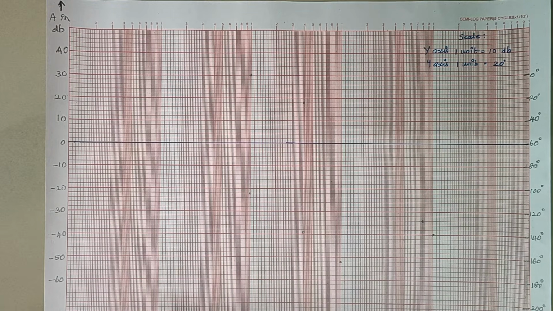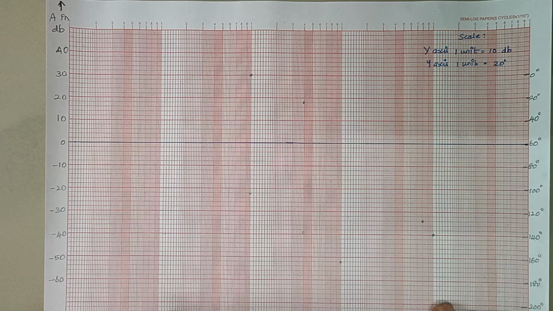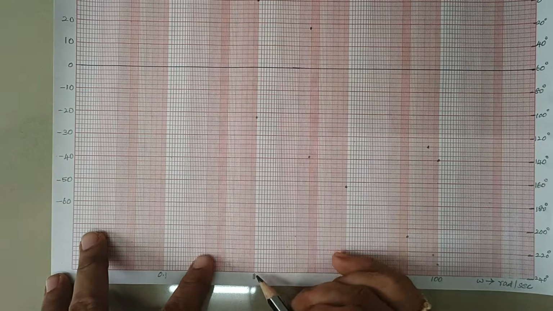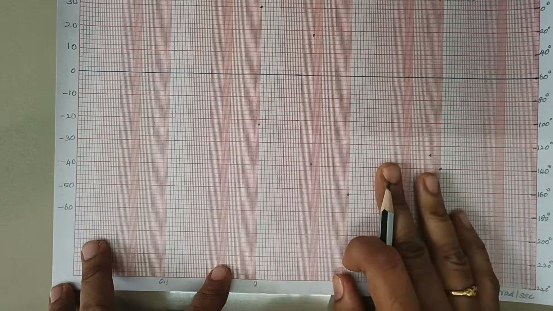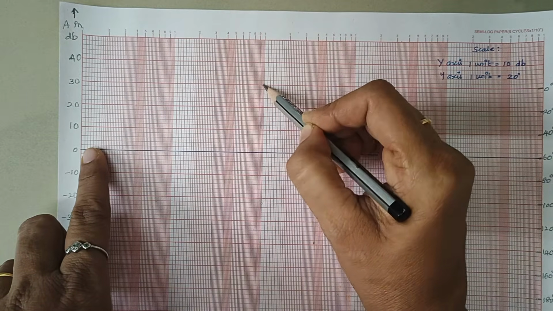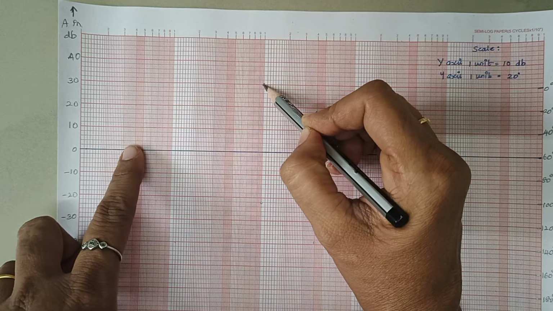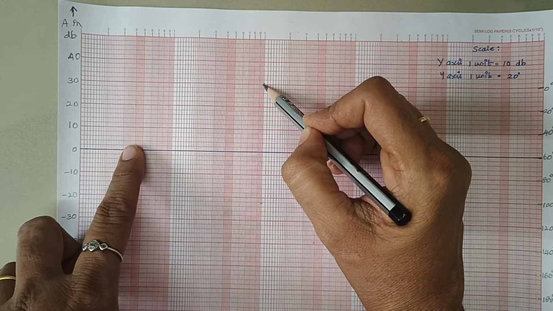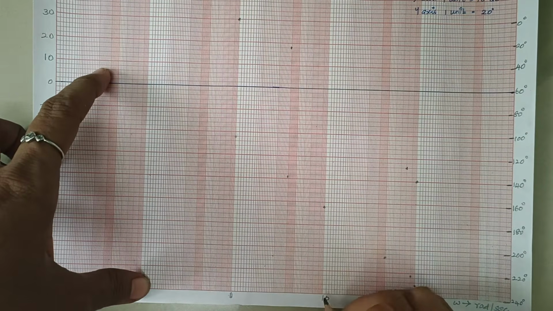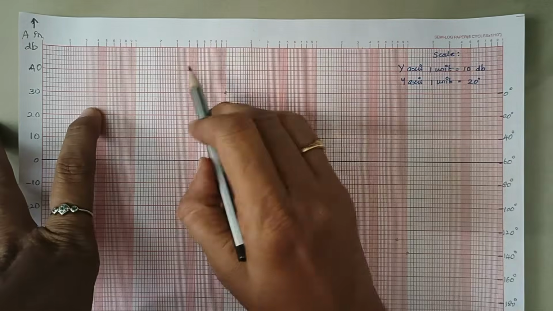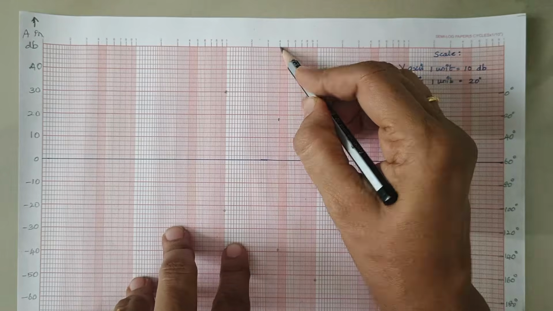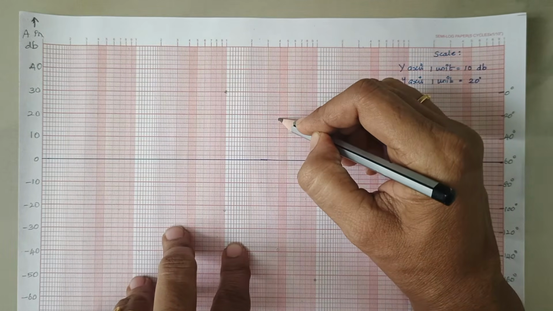When you look back at the table, when the value of omega is 1, the magnitude is 30. So the magnitude is 30. Here you see 10, 20 and 30, so I have marked a point here. Likewise, when the value of omega is 4, the magnitude is 18. Here, this is my 1 and this is my 10, so between 1 and 10 lies the 4. You can move like this: 1, 2, 3, 4. At 4, the magnitude is 18, so here I have marked 18, right?